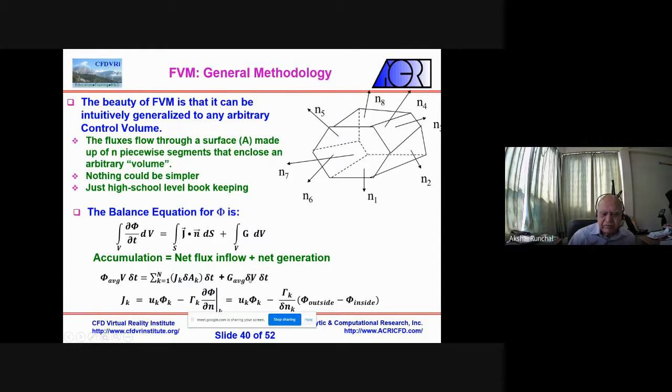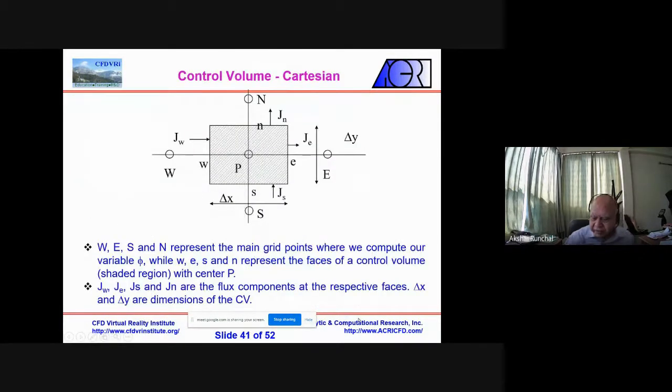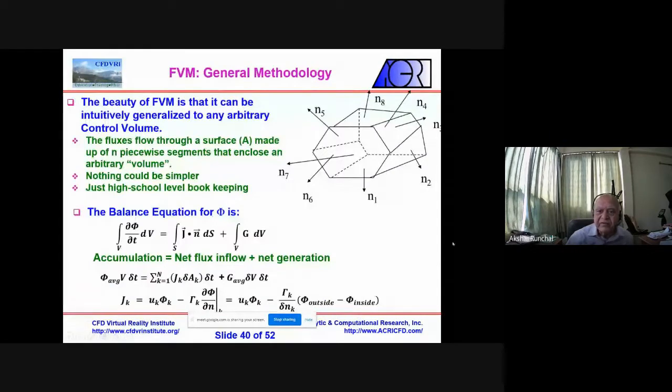Generation for the volume over delta V and delta T, okay? This should be delta V. So J_k here, this flux, is basically the velocity at that point and what it's carrying out times the property, and the gradient at that point, the difference between this point and that point, the normal gradient across that, as simple as that, okay?